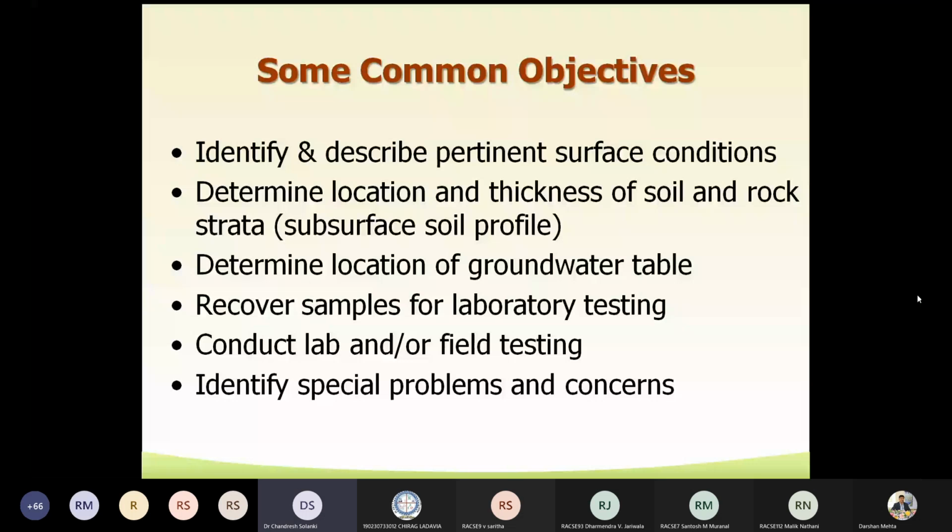One has to know the groundwater table position. As the groundwater table position affects the bearing capacity and settlement, we need to know it. Recover the samples for laboratory testing from the site, conduct suitable laboratory tests, and identify the special problems and concerns. It means you need to know the type of strata available at different depths below the foundation. Is it problematic? Is it a weak deposit? If you do find such properties or such deposits, in such cases, ground treatment or ground improvement is required.